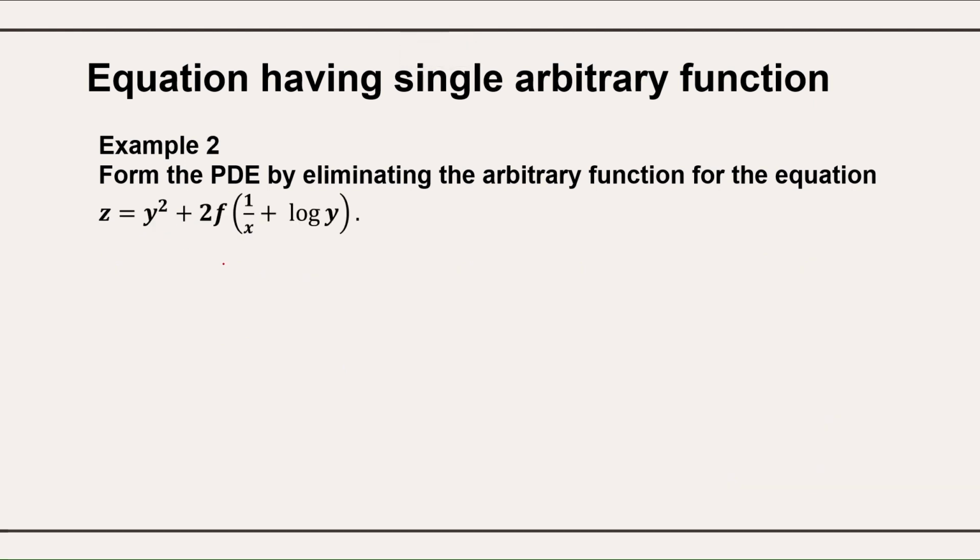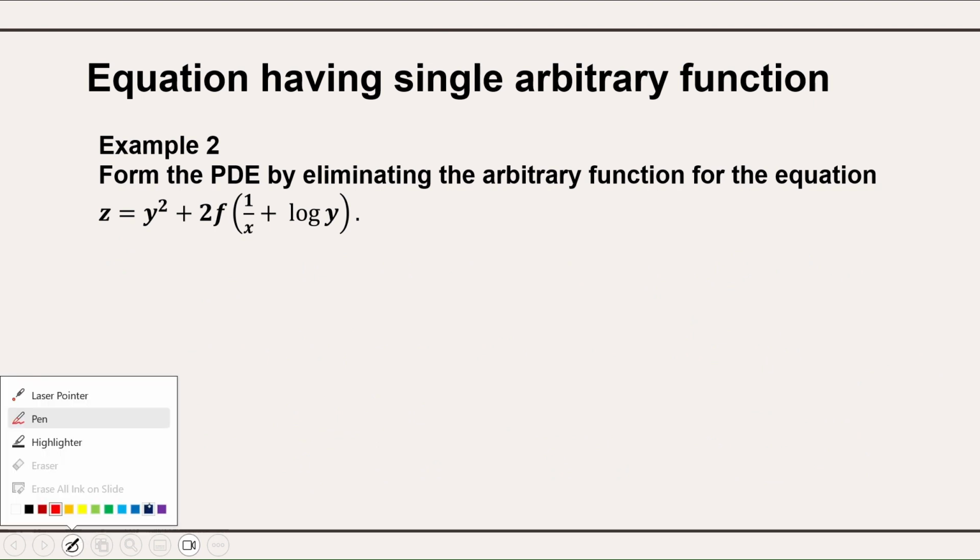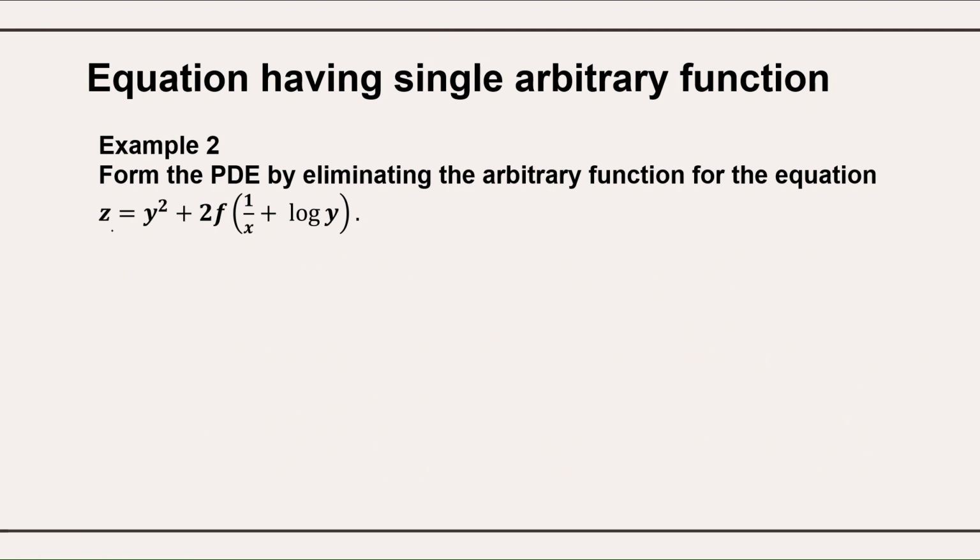Let us see the second example. Form the partial differential equation by eliminating the arbitrary function from the equation z is equal to y square plus 2 into f of 1 by x plus log x. So here again we are going to partially differentiate with respect to x. So dou z by dou x is equal to y square becomes 0 here, since we are differentiating partially with respect to x.